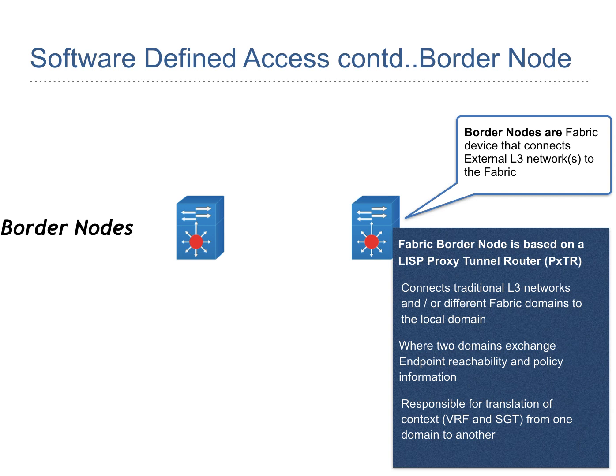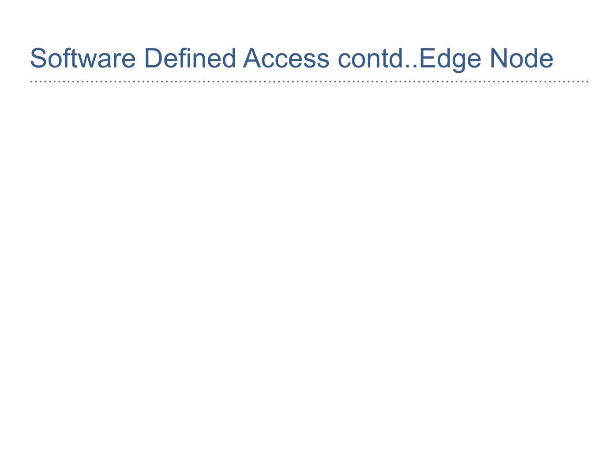Another key important aspect, or a key important team member, in SDA architecture. So let's move on to the next one. We have seen border node and we have seen control plane nodes. So next another key component is edge nodes.